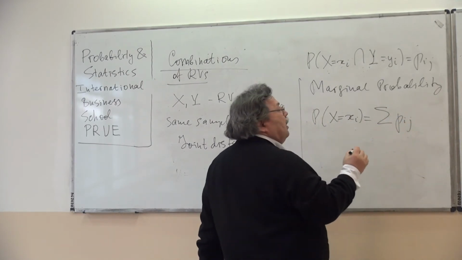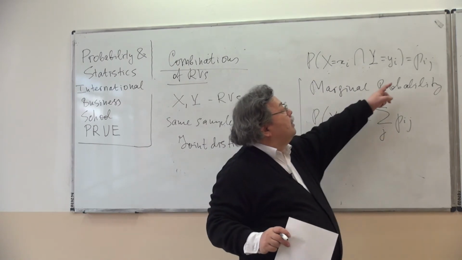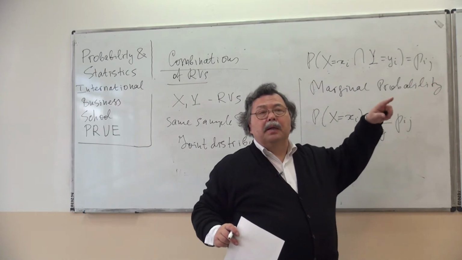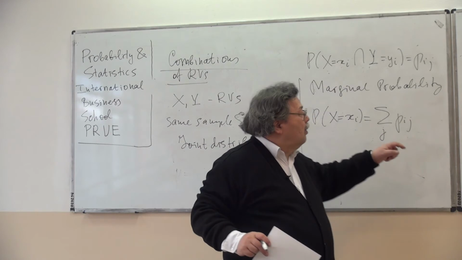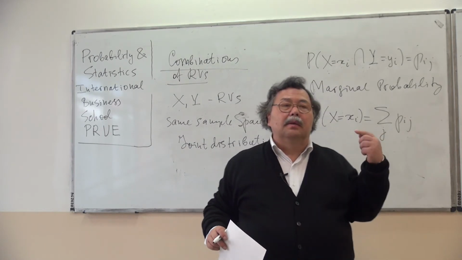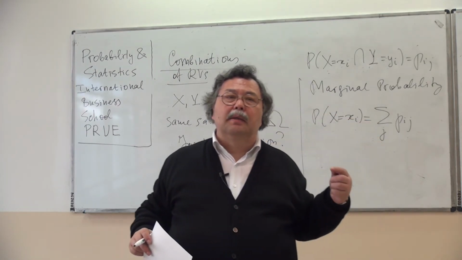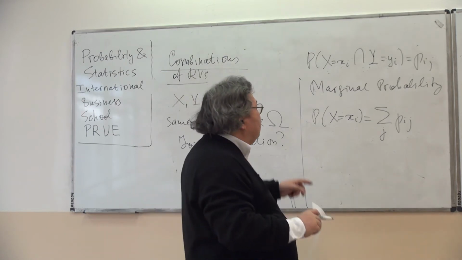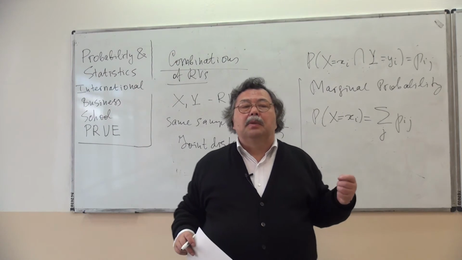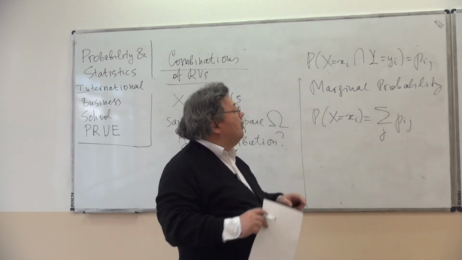Look at this. If we sum up these probabilities p sub ij over all the possible values that j can take on, in other words, if we sum up over all the values that y can take on, what we get is this total probability for p, or the accepted name in this section is marginal probability.